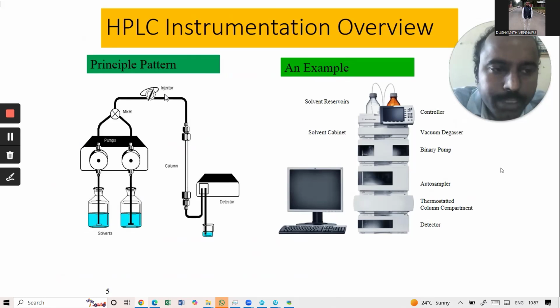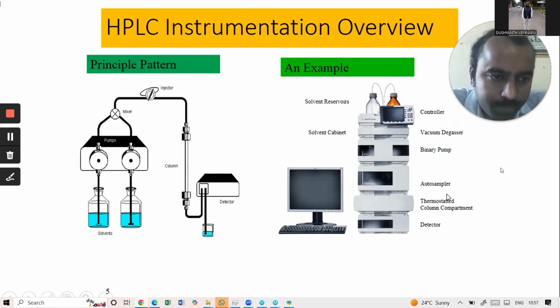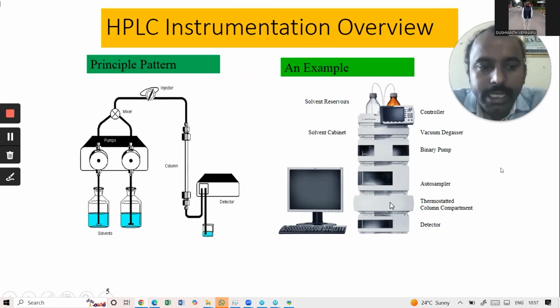Based upon shifting the valve, you will allow the component to flow into the stationary phase column, followed by the detector. Now your auto sampler samples as programmed. Further, it will go on to the column, and here it has shown a thermostated column compartment.